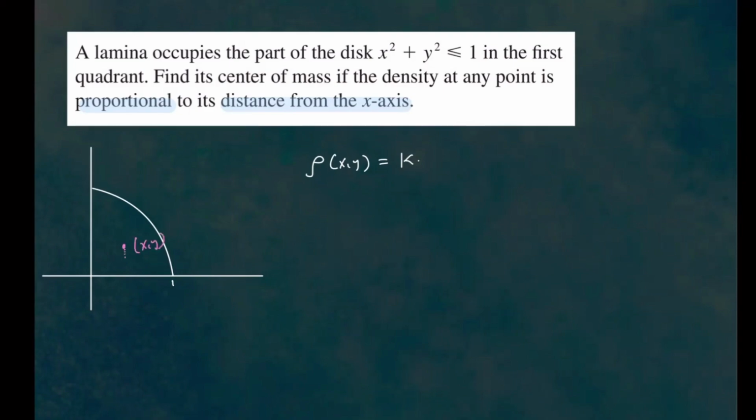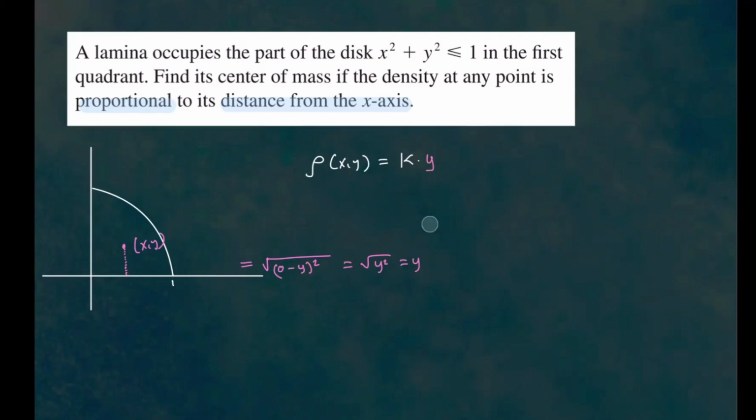If you were to find the distance from here to the x-axis, the distance formula we know is the square root of x2 minus x1 squared plus y2 minus y1 squared. Now the x coordinate is the same from the x-axis to any point in the region, so we can pretty much ignore the x coordinates. In the distance from the x-axis, the y coordinate is 0. So we have 0 minus y squared, which is simply y squared, so r equals y. Our distance from the x-axis is just going to be y. I'm going to put that right here.